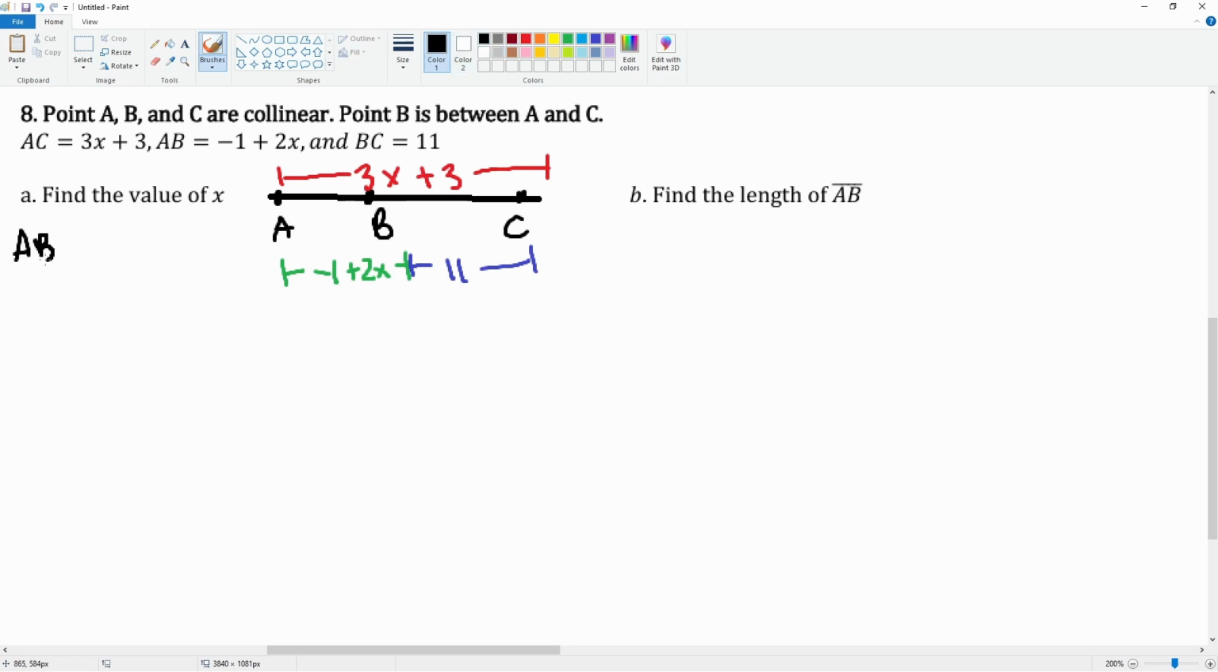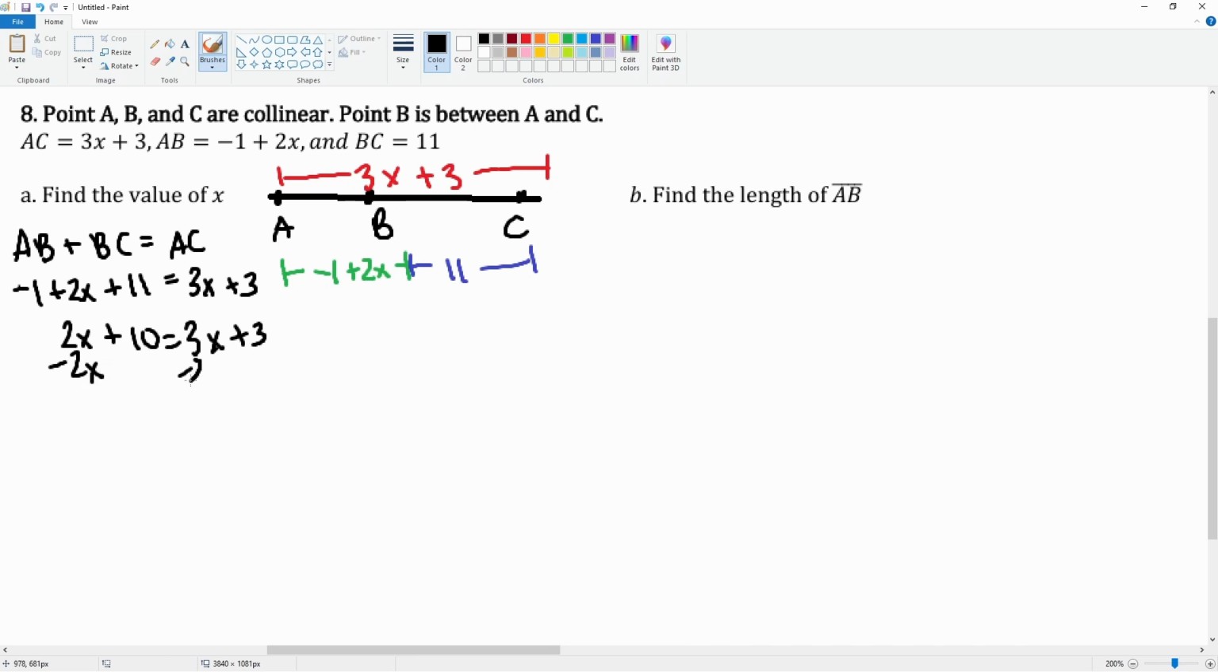So to find the value of x, you could set up the equation. Did you know that AB plus BC is going to equal AC? That means negative 1 plus 2x plus 11 is going to equal 3x plus 3. Combine like terms: negative 1 and 11, that gives 2x plus 10, equals 3x plus 3.